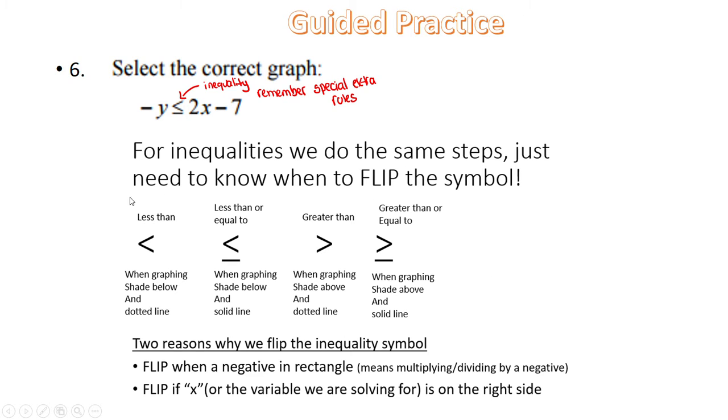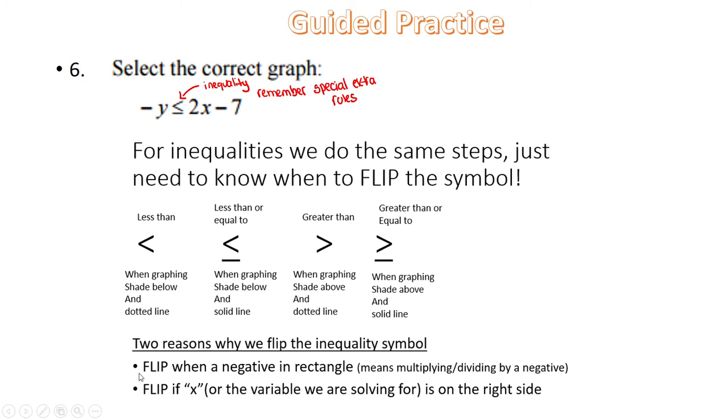So I need you to take notes on what does less than mean. Less than means we're going to shade below and have a dotted line. And to help you remember, there's no line underneath less than. That's the reason why it's dotted. If I put a line underneath it, that means it's less than or equal to, and then we would have a solid line. For greater than, it's dotted, this time shaded above. If it has a line underneath it, still shaded above, and it's a solid line.